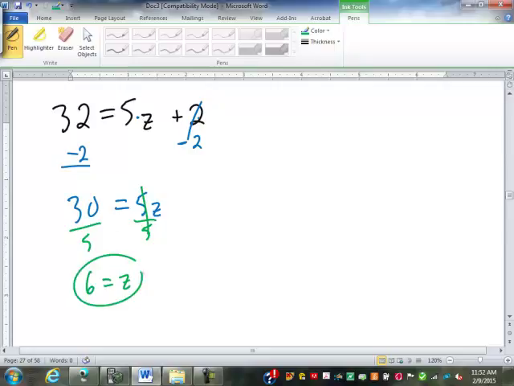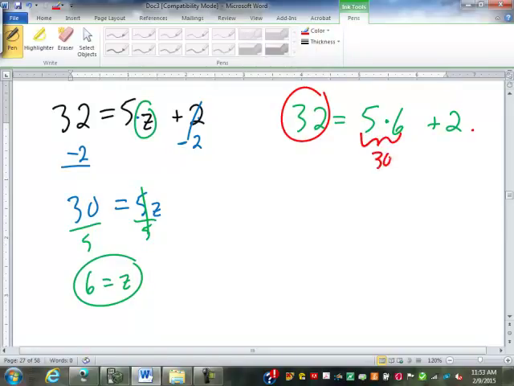6 equals z. As always, we can double check. Let's replace the z with 6 and make sure it works. So instead of 5 times z, it'll be 5 times 6. So this side's just 32, nothing to do there. Applying our order of operations over here, 5 times 6 is 30, plus 2 is 32. We have the same value on both sides.